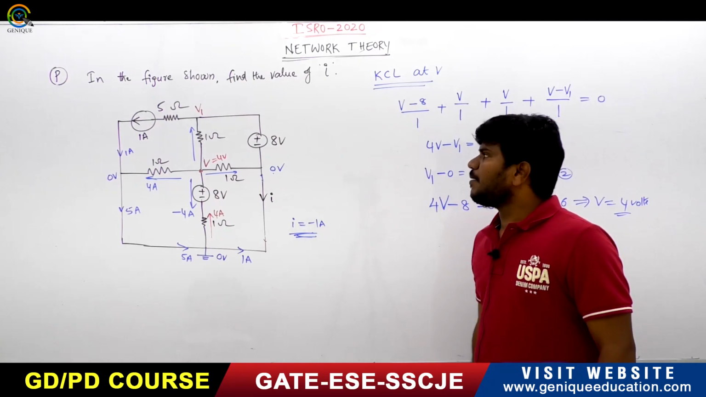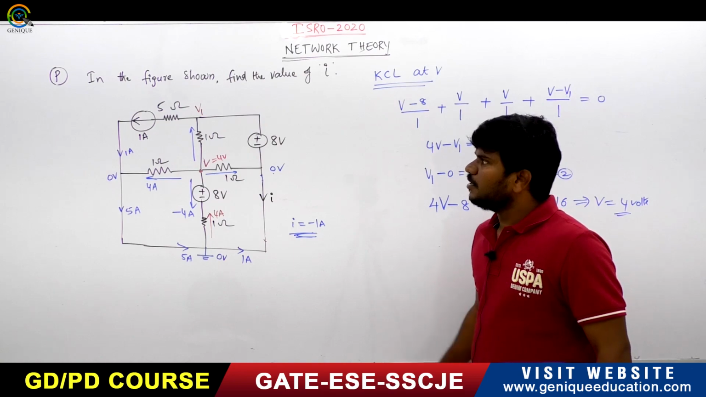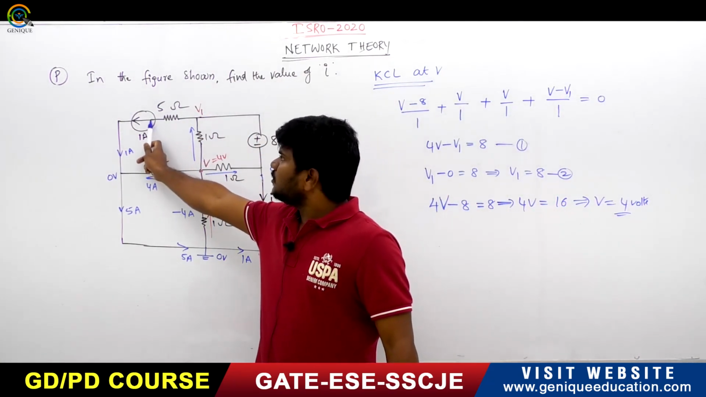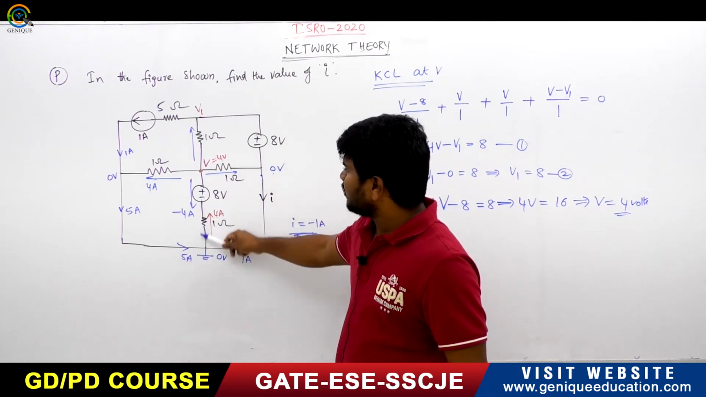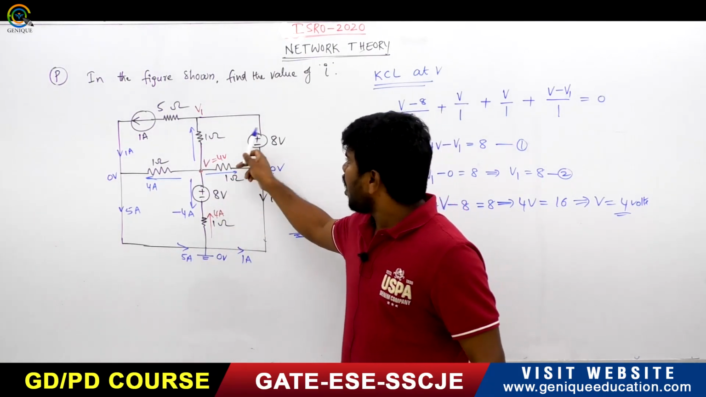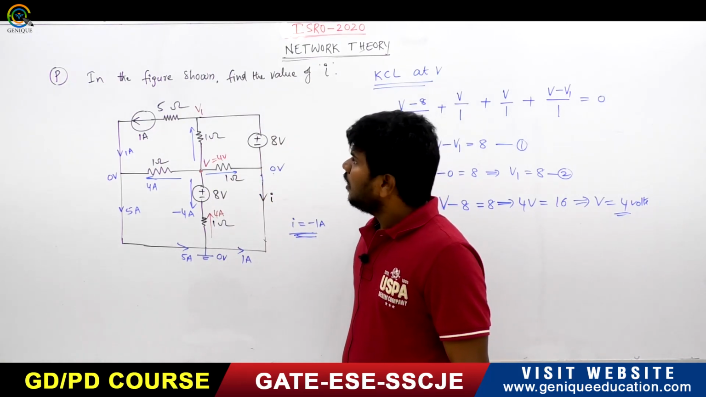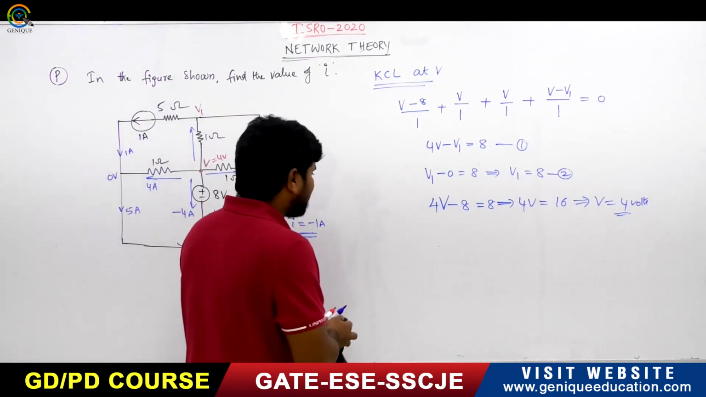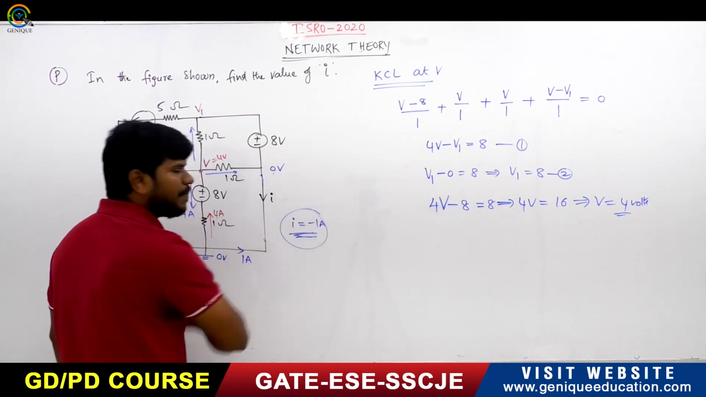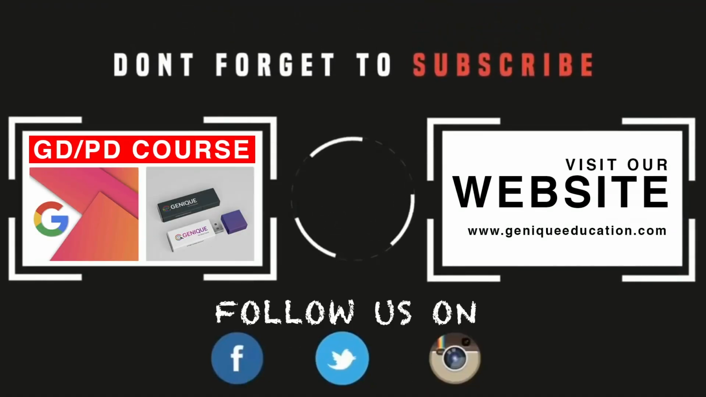You can also simplify by using the superposition principle. Suppose you use the superposition principle, and let us suppose the 5 ampere source is acting alone, then all of this will be short circuited. Let us try with the superposition principle. So the answer is how much? The answer is minus 1 ampere.